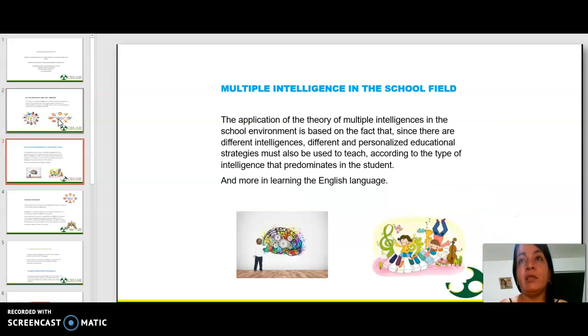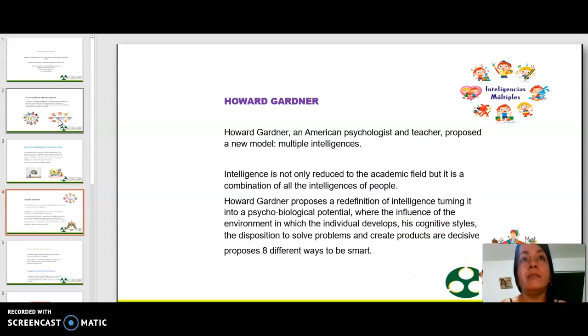Multiple intelligences in the school field. The application of the theory of multiple intelligences in the school environment is based on the fact that since there are different intelligences, different and personal educational strategies must also be used to teach, according to the type of intelligence that predominates in the student, and more so in learning the English language.